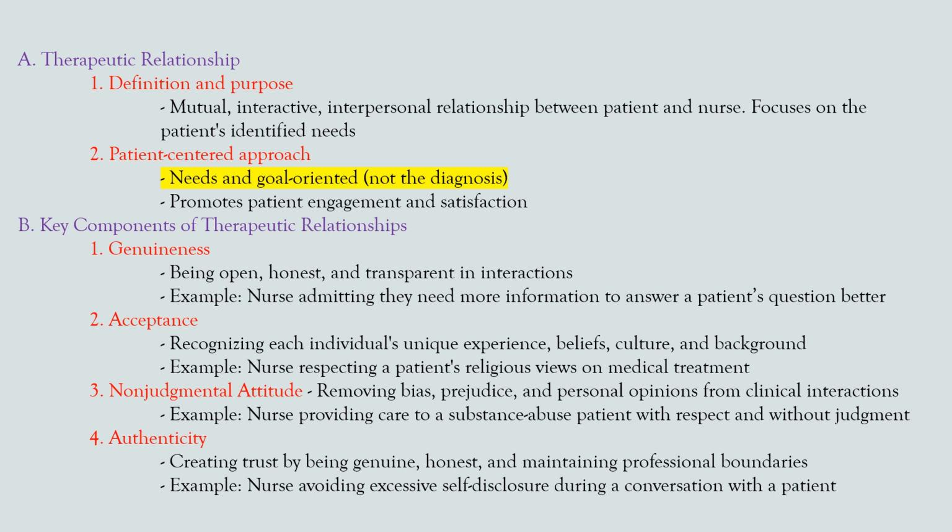B. Key components of therapeutic relationships. Genuineness. Being open, honest, and transparent in interactions. Example, nurse admitting they need more information to answer a patient's question better. Acceptance, recognizing each individual's unique experience, beliefs, culture, and background. Example, nurse respecting a patient's religious views on medical treatment.